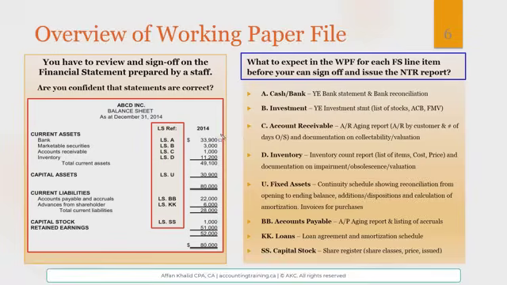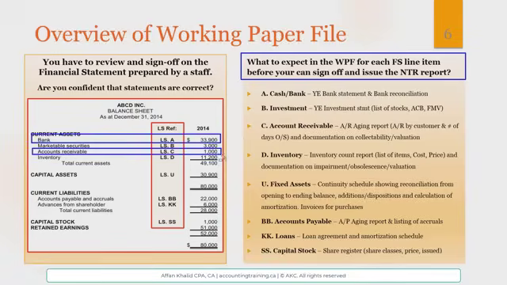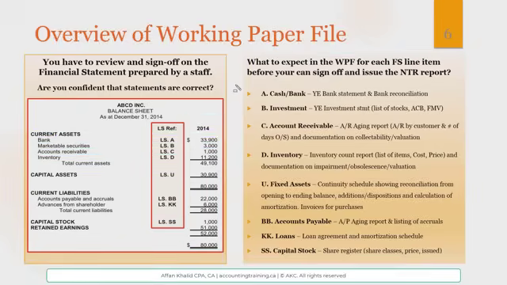You want to make sure that you're comfortable with each of the financial statement line item and you're comfortable with the financial statement as a whole before you can sign off and issue the notice to reader report. Assuming this is a compilation or a notice to reader engagement where you are not providing any assurance, what backup would you like to see in the working paper file before you are ready to sign off?